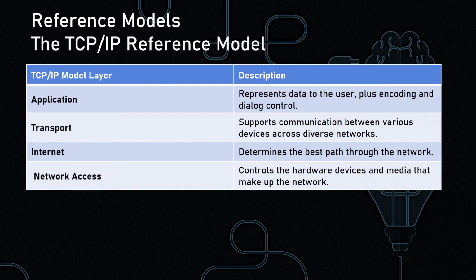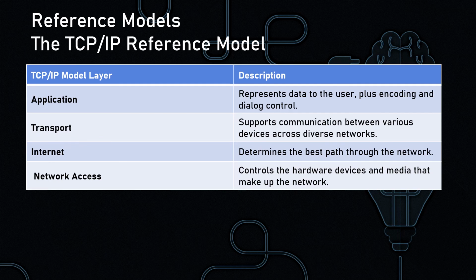In the TCP/IP model, we simplify this. We take layers 5, 6, and 7 and convert them to layer 4, application. This represents data to the user with encoding and dialog control. Transport layer supports communication between devices across various networks. The internet layer determines our best path, and network access combines layers 1 and 2, controlling the hardware devices and media that make up the network. So it combines layers 1 and 2 together by eliminating the separation.